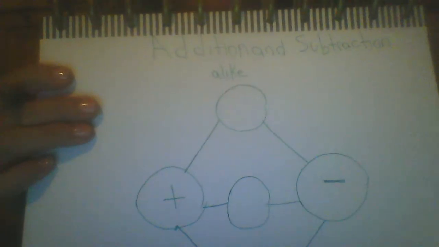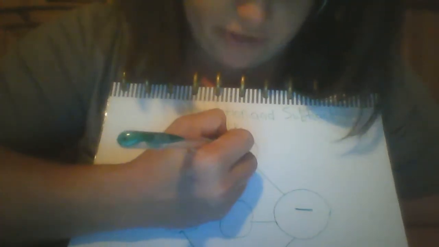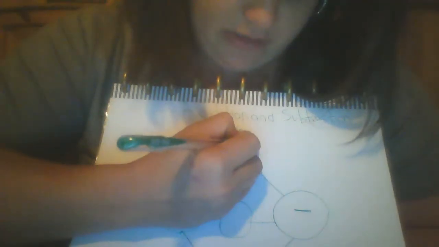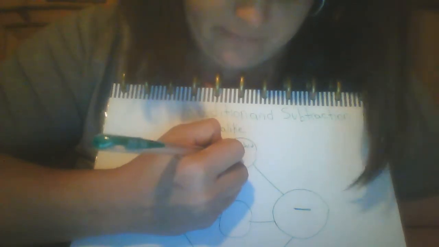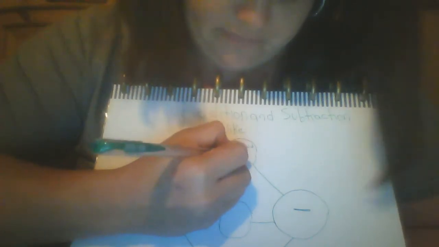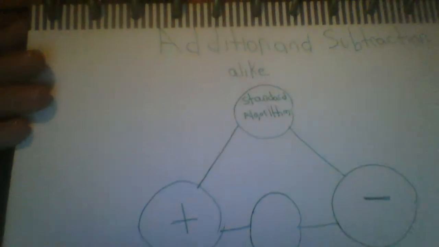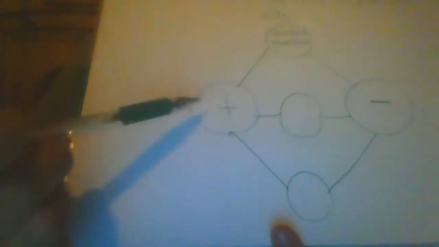Now, I'm going to help you fill in one of them. We just worked out addition and subtraction problems using standard algorithm. So that is one thing you do. You just do a regular problem, standard algorithm. So you will need to fill in the other 2 by yourself, how they're alike.